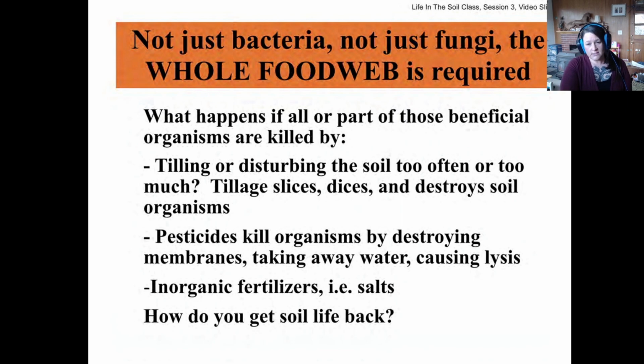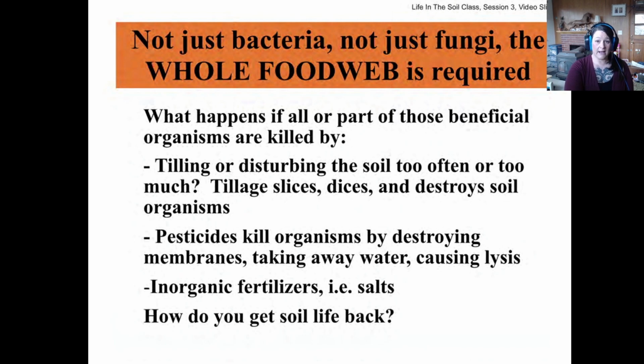So not just bacteria, not just fungi, but the whole food web is required in order to make plant available nutrients. So what happens if all or part of those beneficial organisms are killed? They will get killed by tilling or disturbing the soil too often or too much. So tillage slices and dices and destroys those soil organisms.